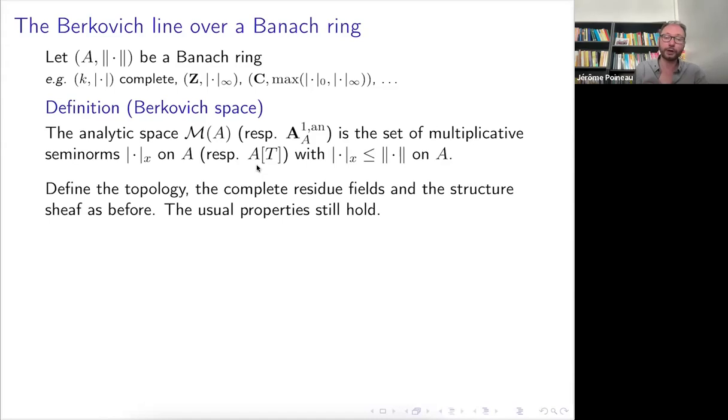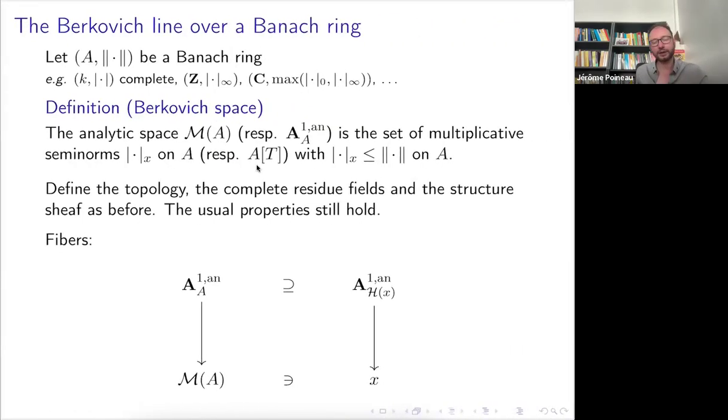So you can define the topology as before. You take elements of A or elements of A[T], and you define open sets by demanding that the norms of those elements lie between two bounds given a priori. You can define the complete residue field, you can define the structure sheaf, and the usual properties I mentioned before still hold, at least in the three examples I wrote upstairs: a valued field, Z, or C with this so-called hybrid norm.